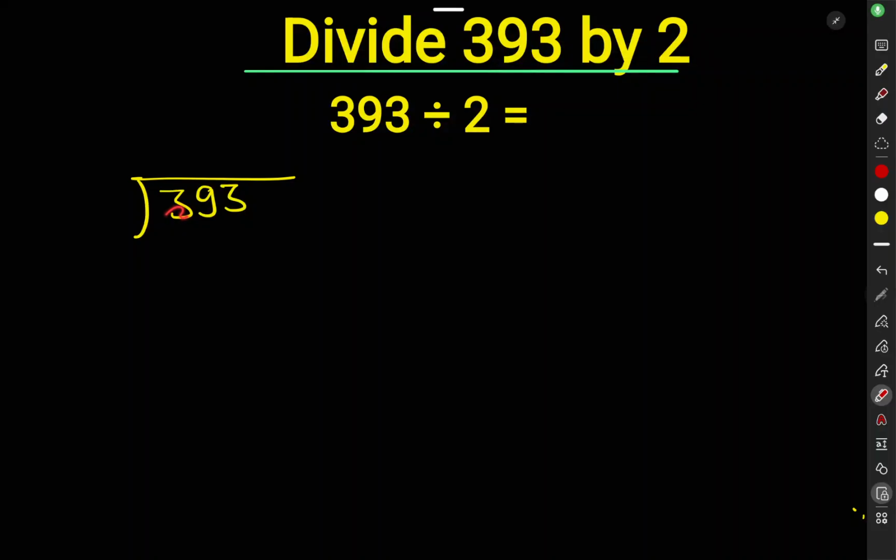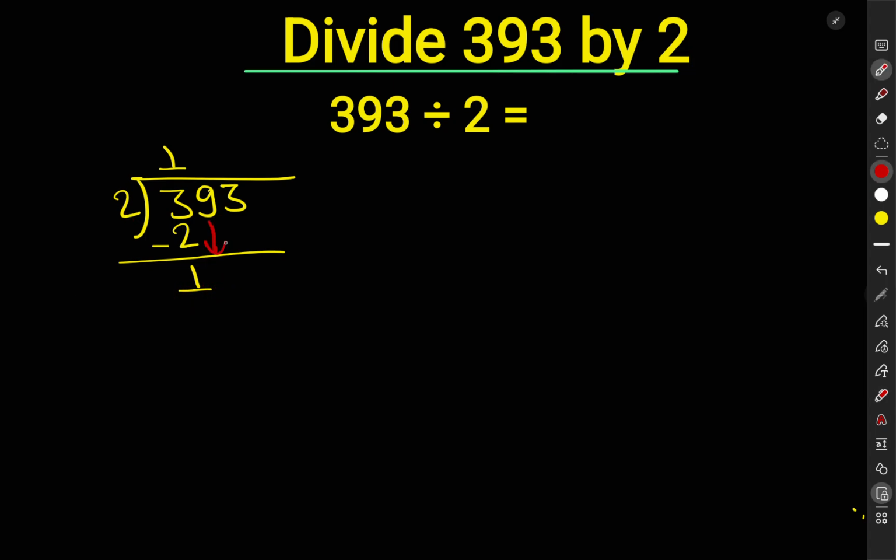We divide 393 by 2 in long division method. So 2 times 1 means 2. On subtracting we get 1. So now this 1 is less than 2.